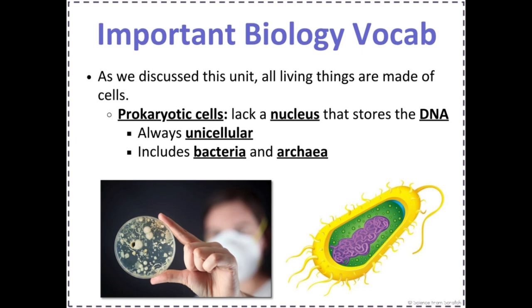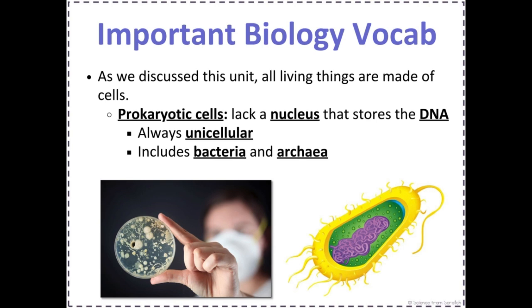Okay, we discussed that all living things are made of cells to be considered living. Two types of cells. This is going way back to bio, prokaryote versus eukaryote. So remember, a prokaryotic cell does not have a nucleus. Okay, there is DNA in the cell still, but it's just kind of floating around. It does not contain one nucleus. Prokaryotes are always unicellular, which means they're made of one cell. And then they include bacteria and archaea.